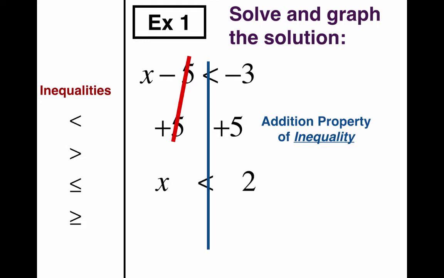All right, back to our problem. So x is by itself. Negative 3 plus 5 is 2. So we get a solution of x is less than 2. But we are not done. We need to graph our solution on a number line.